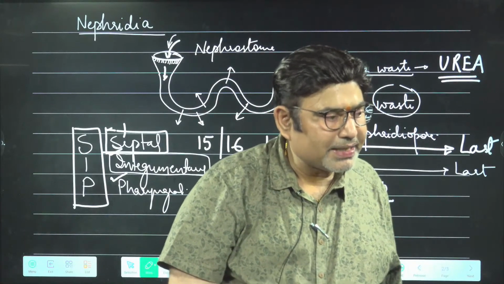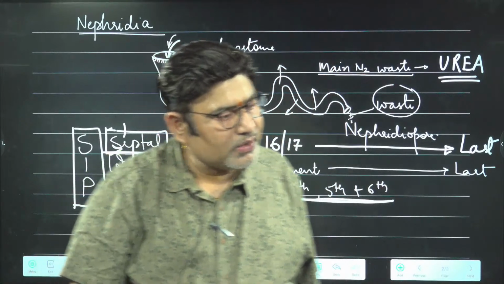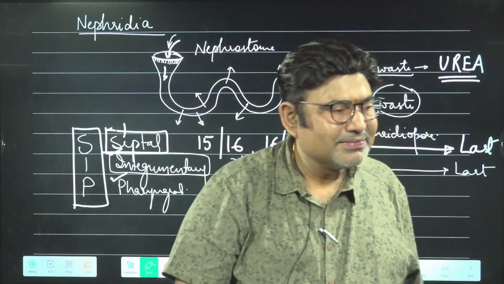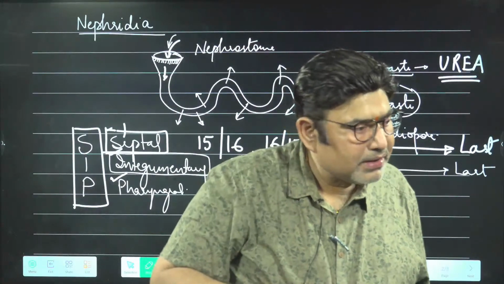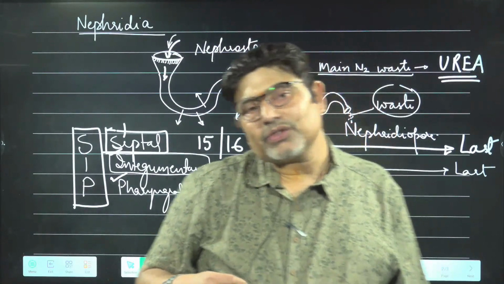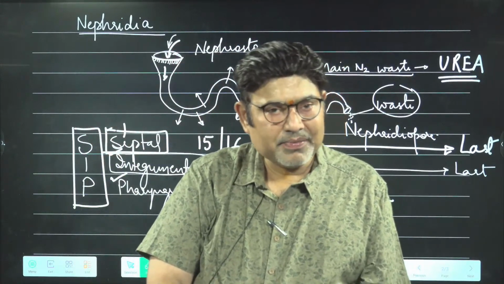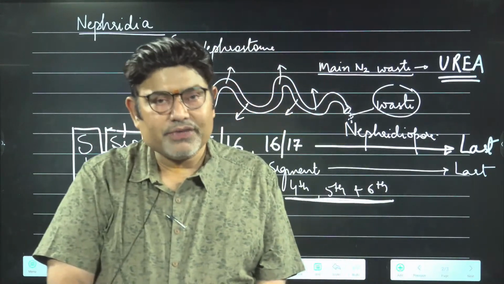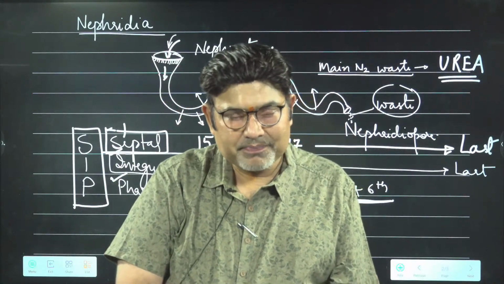I know you may take time, but please come up with the answer. Septal nephridia open up in, no idea? Answer is intestine. Septal nephridia don't go to the body surface. Septal open into the intestine. They are enteronephric nephridia.